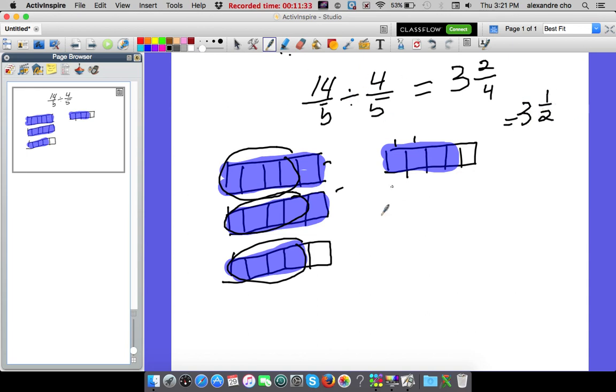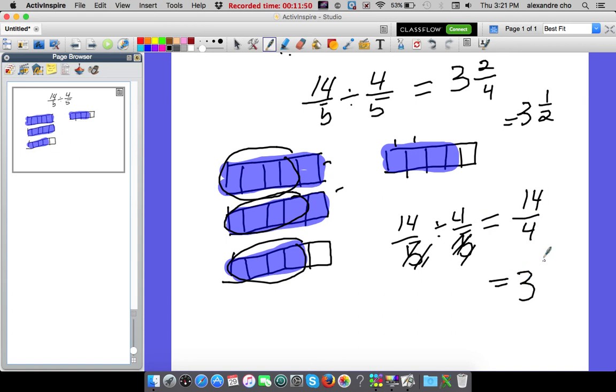Okay, if you do it without the modeling, what would you have done? You would have ignored the denominators because they're the same, and you would have written 14 over 4 as a fraction. 4 goes into 14 3 times, 2 left over, 2/4, and simplified 3.5. Same thing.